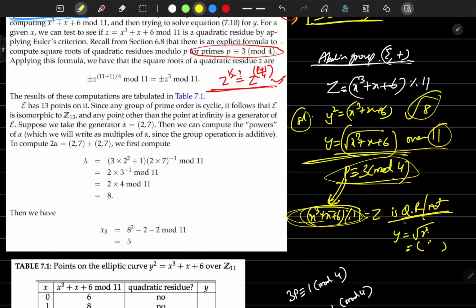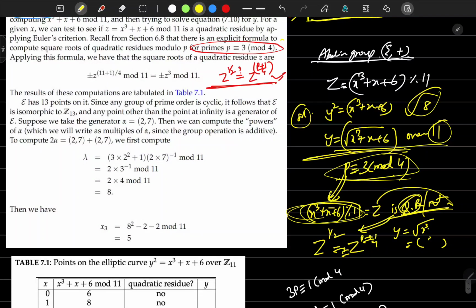So there is one criterion: if z is a quadratic residue modulo p. What is a quadratic residue modulo? It's already discussed, but I will revise it. If it is not, then we get decimals, which are unnecessary for us. We want only the x, y coordinates which are in integer form. If it is a quadratic residue, then we can easily compute z power 1 by 2 equals plus or minus z power (p plus 1) by 4. Simple, right? This is the whole idea.